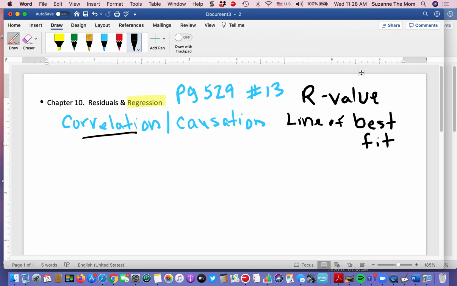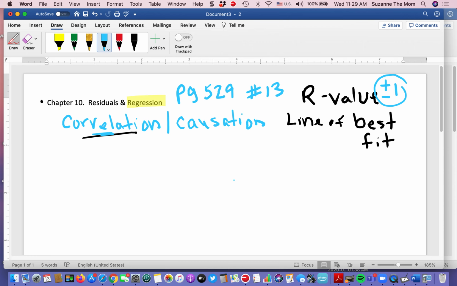Okay, and R values, the closer they are to 1, whether it be plus or minus 1, is how well we have correlation. So for a perfectly correlated, point for point line of best fit, we would have an R value of 1 or negative 1. Okay, so let's see how this problem is done.